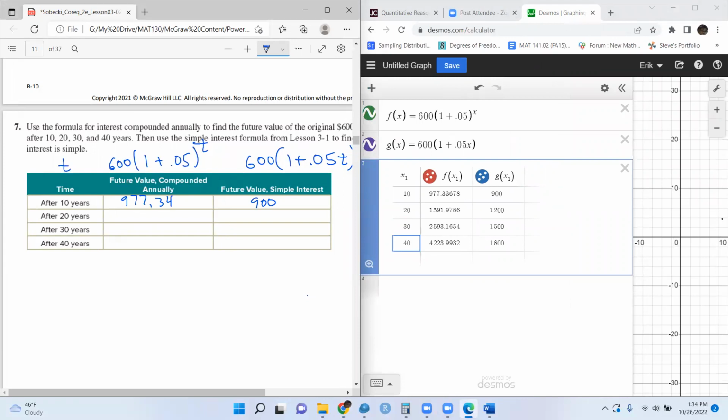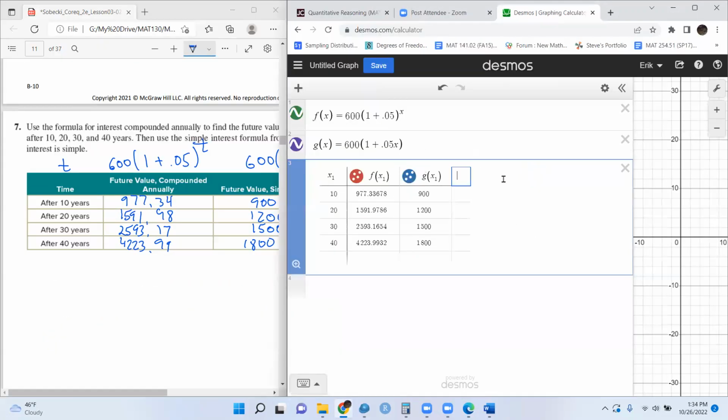After 20 years, you can see we're looking at 1591.98 versus 1200. After 30 years, 2593.17 and 1500. And then 4223.99 versus 1800. Now, what I love about function notation is we can calculate the difference between these two, and we can say, well, how much more are we making each year for the compound interest versus the linear.